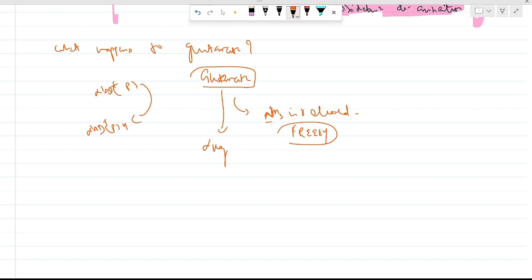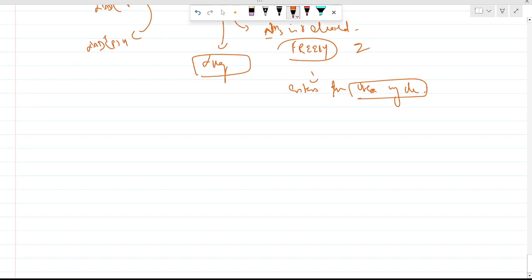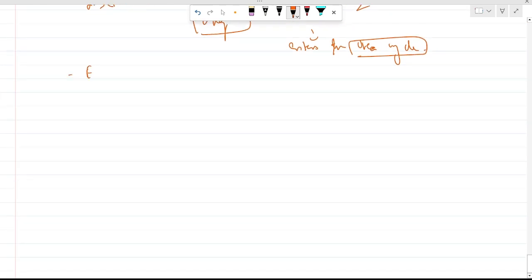This released ammonia enters the urea cycle, which we will discuss in further lectures: the urea cycle, its importance and its diseases. The ammonia released freely here, along with the conversion of glutamate to alpha ketoglutarate, enters the urea cycle. First, the enzyme here is glutamate dehydrogenase, GDH.